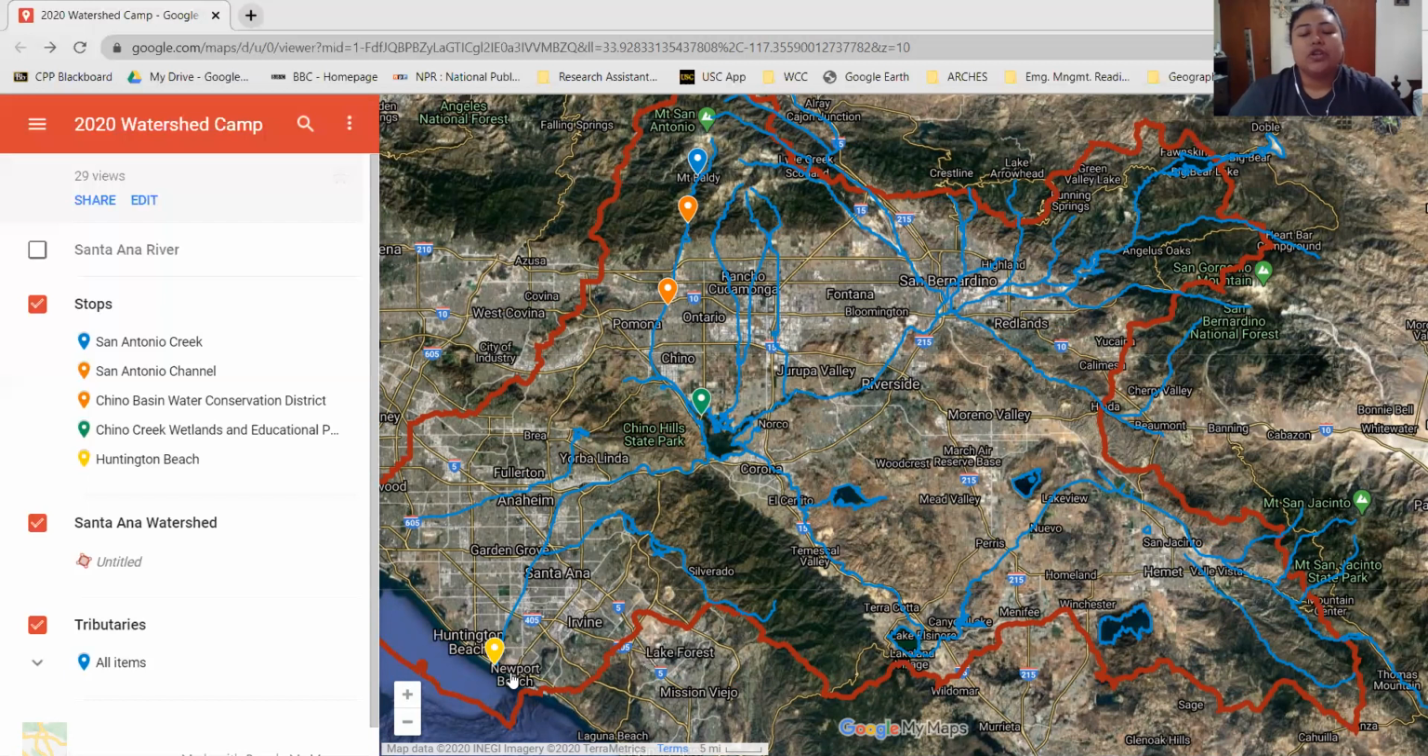So we should always clean up our trash. We should always be mindful of what we are doing, because what we do where we live in our communities will ultimately affect everything that happens downstream and in the ocean.